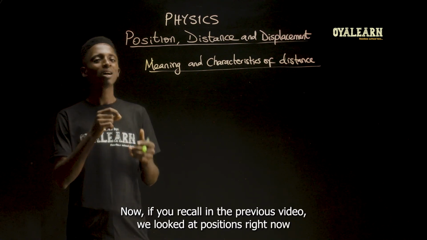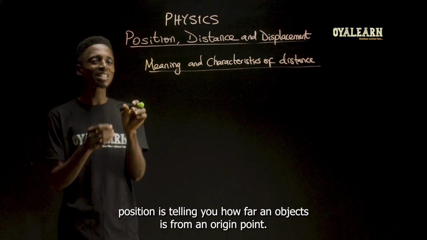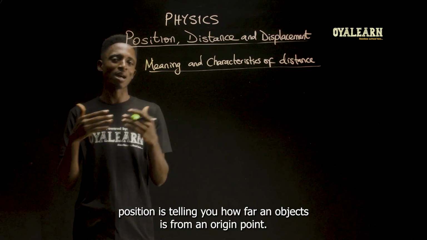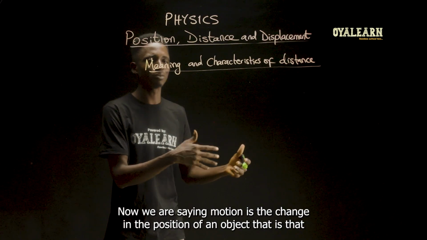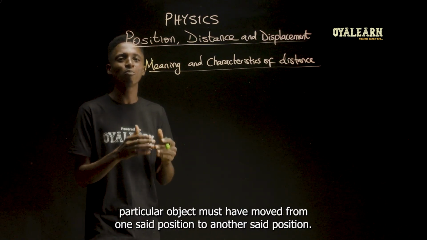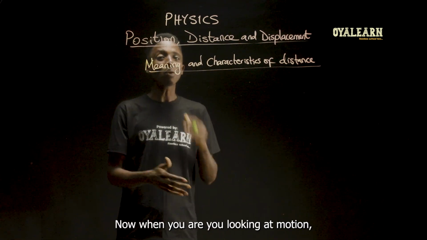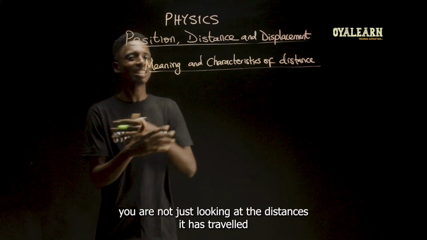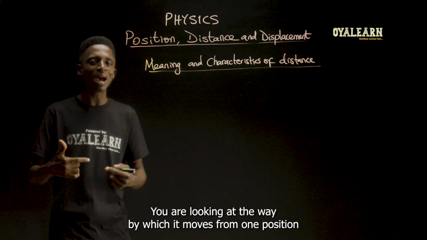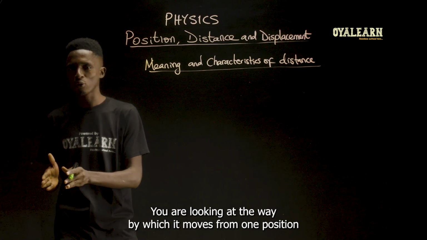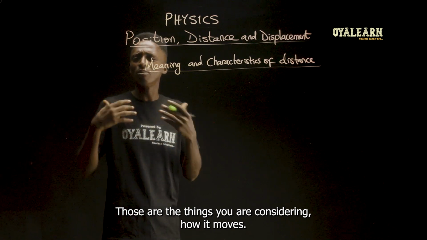Now, if you recall, in the previous video, we looked at positions, right? Position is telling you how far an object is from an origin point. Now, we are saying motion is the change in the position of an object. That is, that particular object must have moved from one set position to another set position. When you are looking at motion, you are not just looking at the distance it has traveled. You are looking at the way by which it moves from one position to another position. Those are the things you are considering, how it moves.